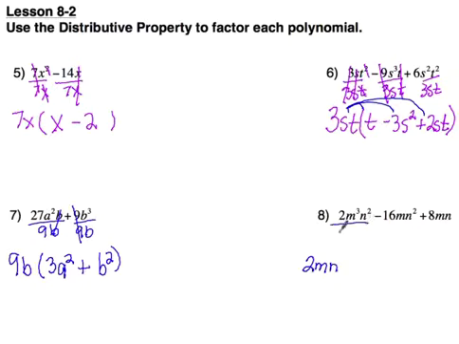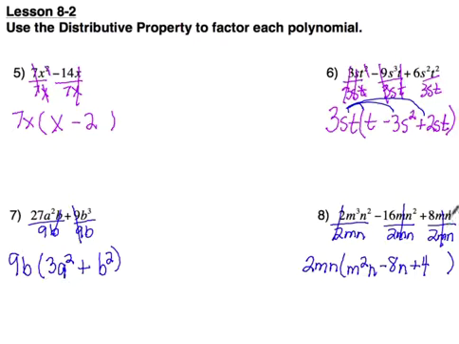Okay, so I'm going to divide each of those terms by 2mn, and then I write down basically what's left. So 2 divided by 2 is 1, m cubed divided by m is m squared, n squared divided by n is n. Then negative 16 divided by 2 is negative 8, m divided by m cancels, n squared divided by n is n. 8 divided by 2 is 4, and then m's cancel and n's cancel. Okay, so that's it. That's what you're left with, and you're done.